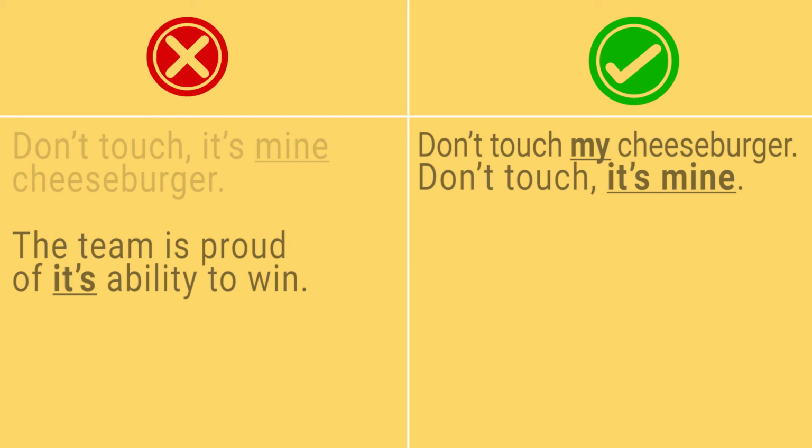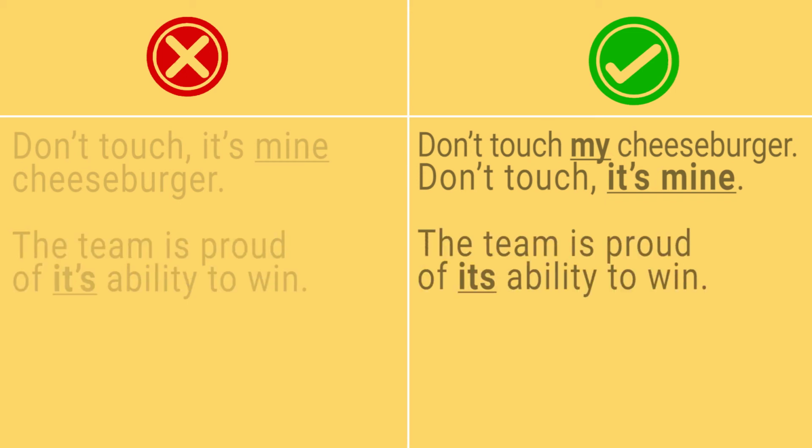Don't say the team is proud of it's ability to win. No. Remember, if you put an apostrophe, the sentence will mean it is ability. So we do not put an apostrophe here. We say the team is proud of its ability to win.